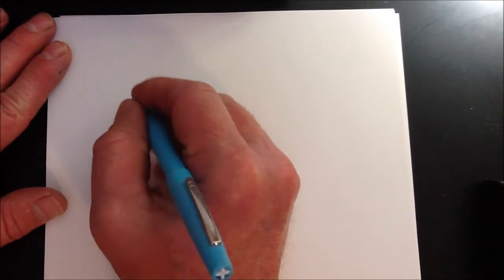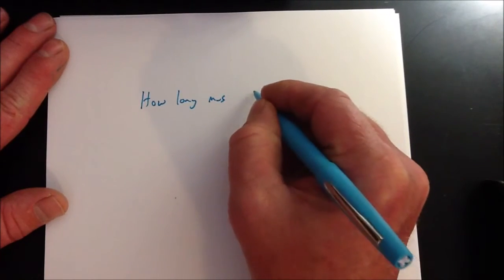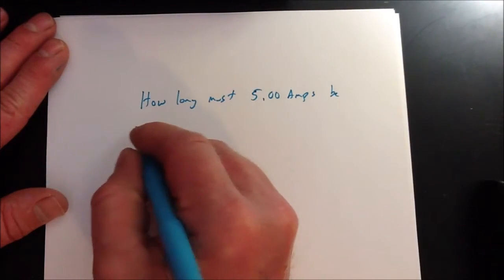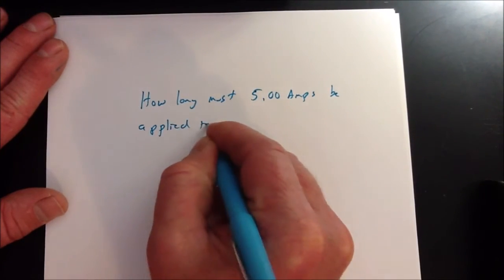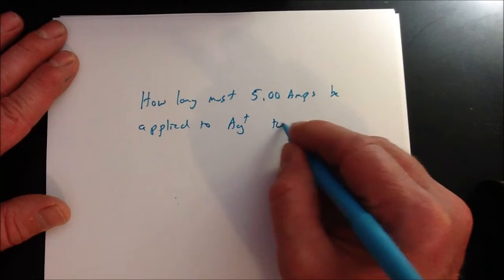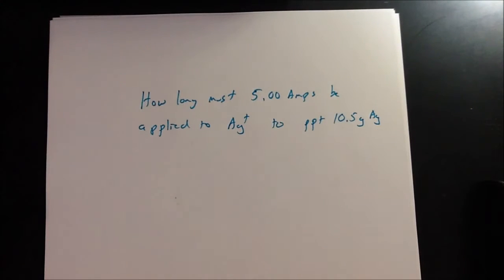But on the other hand, maybe we encounter a question that says, how long must 5.00 amps be applied to, let's go with another silver solution, Ag+, maybe silver nitrate, to precipitate 10.5 grams of silver. And I'll do one of these. I said I would do two of them, or I said I would do one, but I'll go ahead and do a second one. I'll do one kind of in this direction and one where we kind of go back the other way, maybe staying with the same equation that we have here.